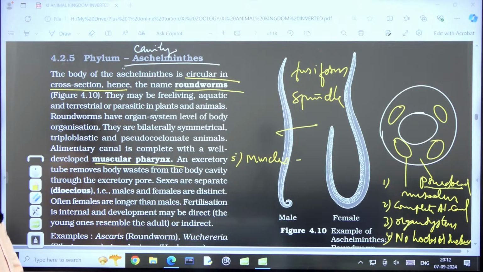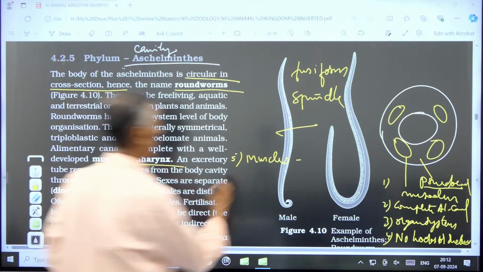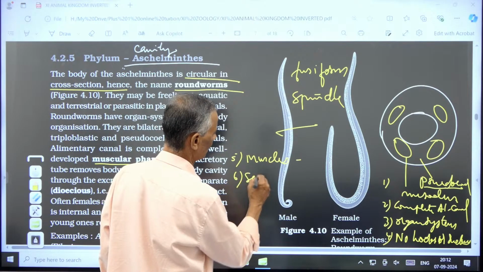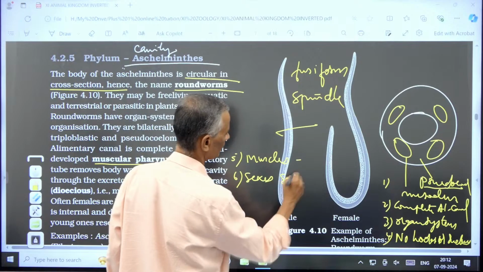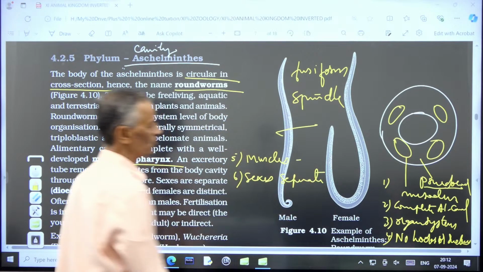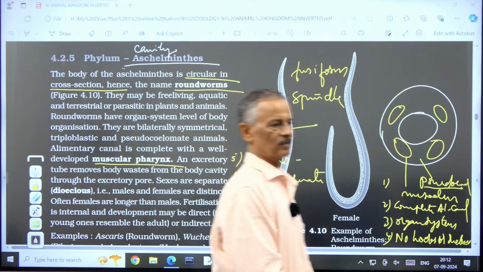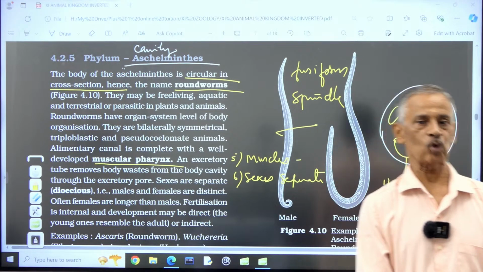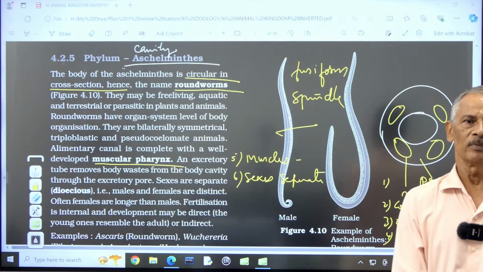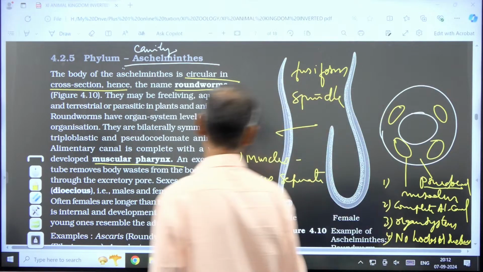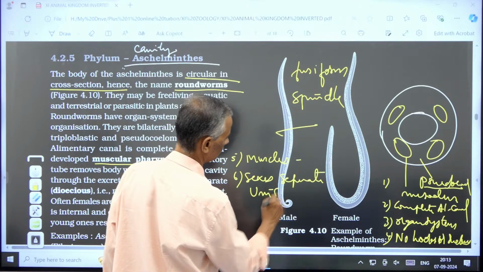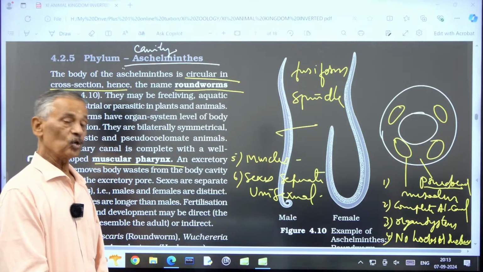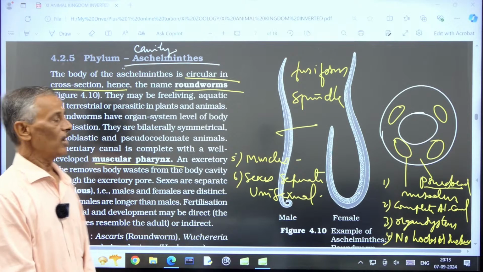Okay. Now it is for the first time that sexes are separate. You are having sexes separate from this phylum onwards. Male and females are different. They are all unisexual. So until now what did we say? Bisexuality, bisexual. Now from this onwards it is unisexual. And they also show sexual dimorphism.